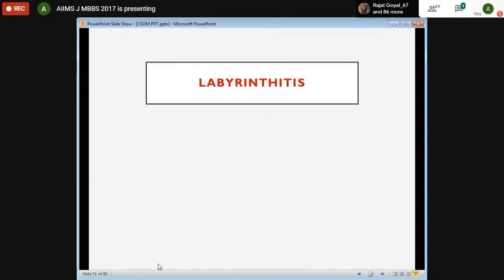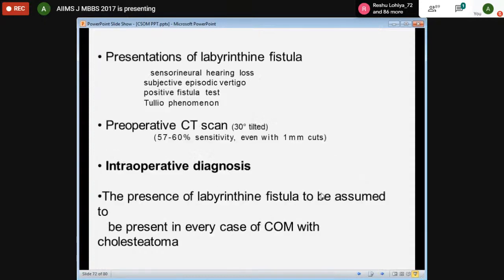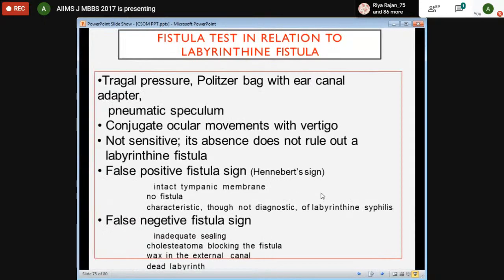Labyrinthitis. When the labyrinth gets involved, a labyrinth is a structure basically involved in stabilization. It is for the equilibrium of our senses. So what happens is when there is labyrinthitis, there are two phases, or there is a fistula. We won't go into detail. We will just discuss the features of labyrinthitis.